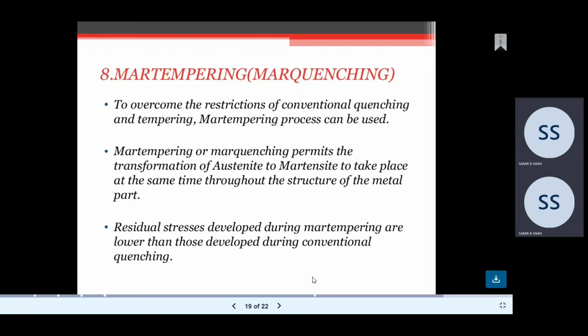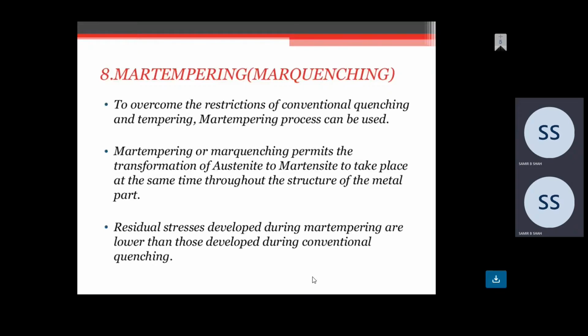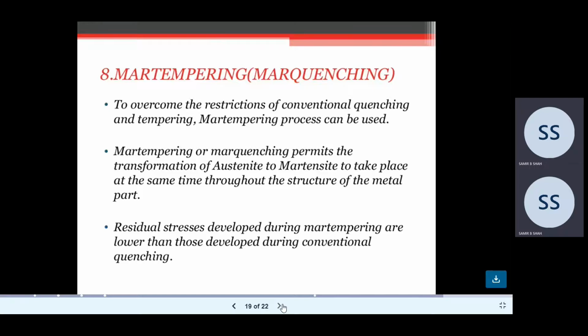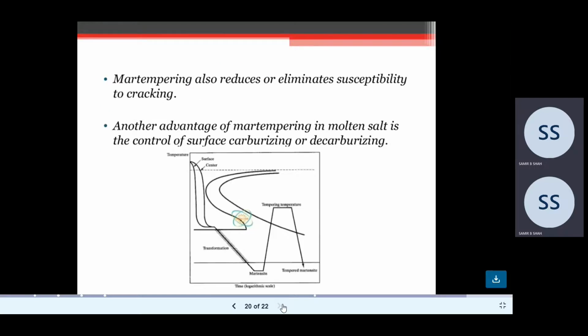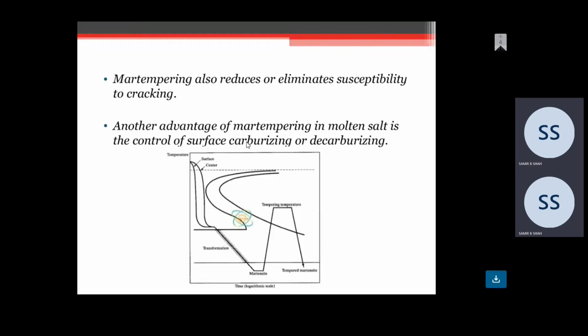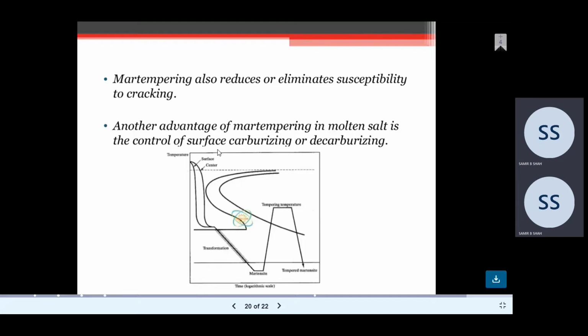Okay, so that depends on which kind of application we have to meet. Martempering also reduces or eliminates susceptibility to cracking, right? It may reduce the cracking. Another advantage of martempering in molten salt is the control of surface carburization or decarburization.